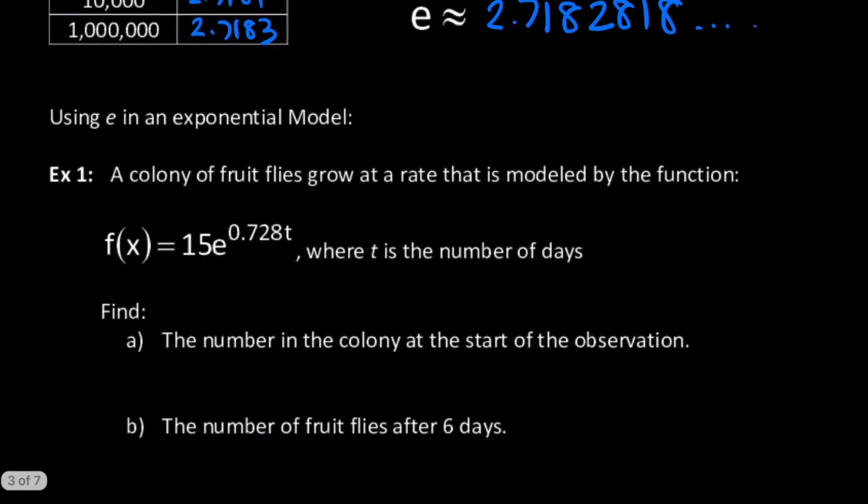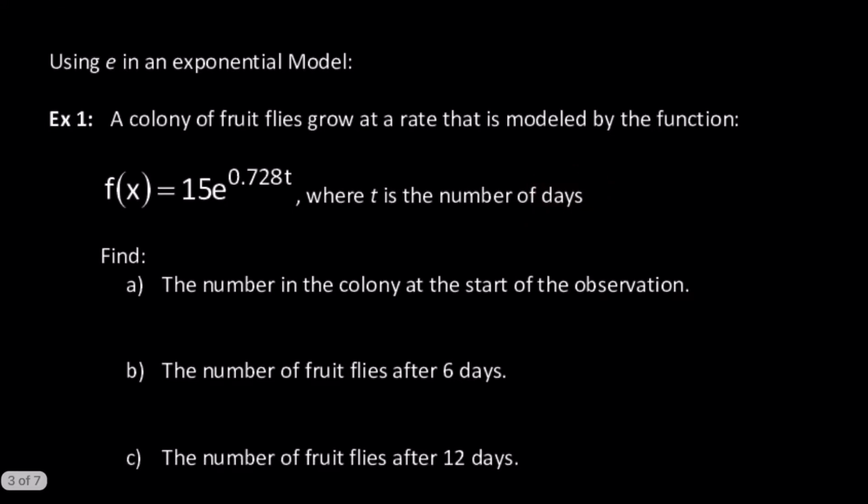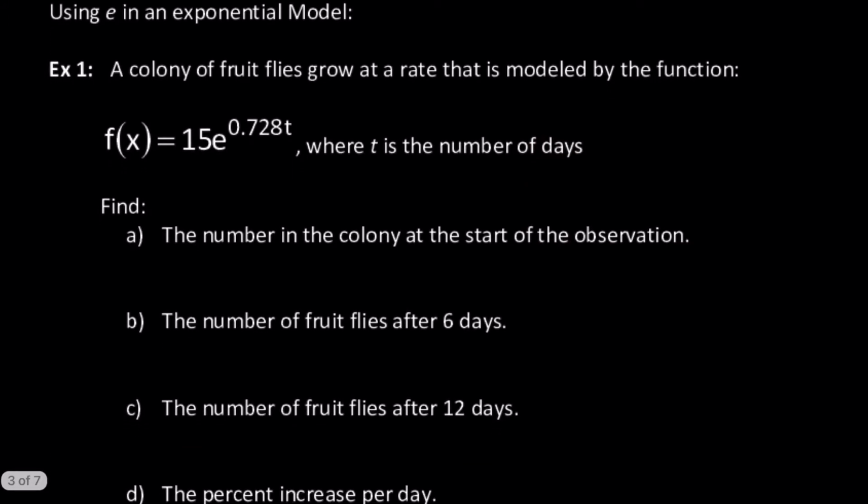So here's an application that uses E. It says a colony of fruit flies grows at a rate that is modeled by the function f of x equals 15 times e to the 0.728 t, where t is the number of days. All right, so our unit of time in this case is days. Find the number in the colony at the start of the observation. That is simply our initial value. That is 15. Pretty easy to get by now.